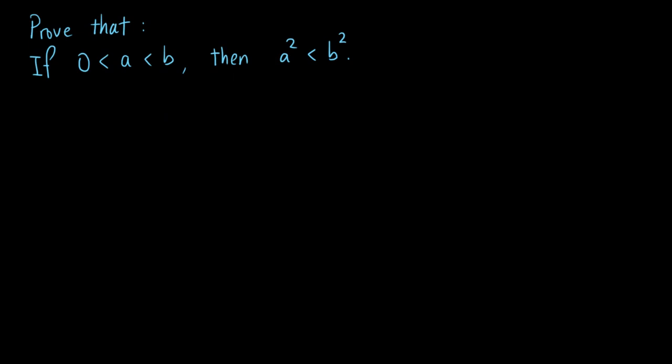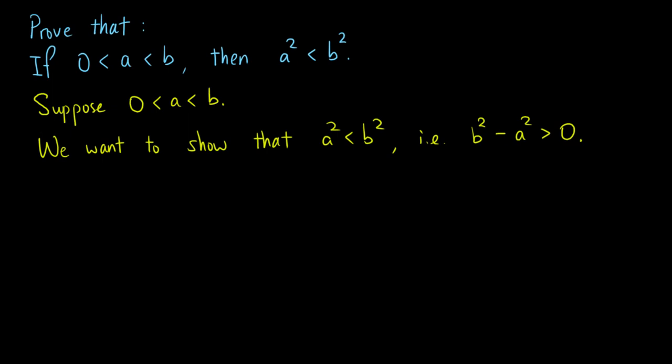One more example. We want to show that if 0 is less than a is less than b, then a squared is less than b squared. So we suppose that 0 is less than a and a is less than b. The trick here is to show that b squared minus a squared is greater than 0 instead, which is equivalent to a squared is less than b squared.